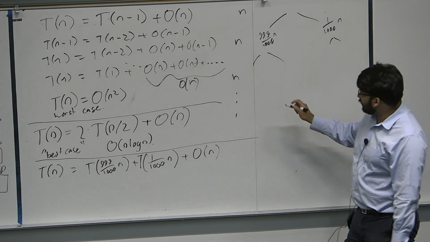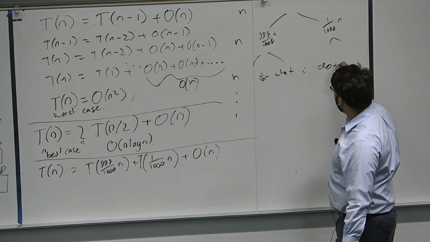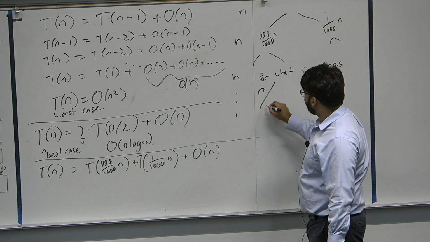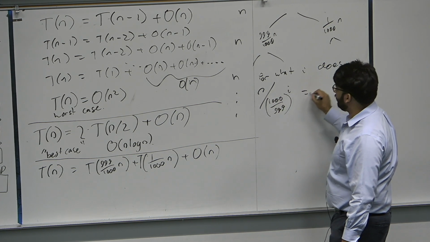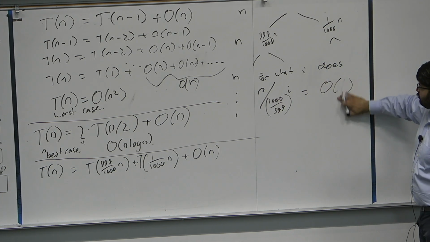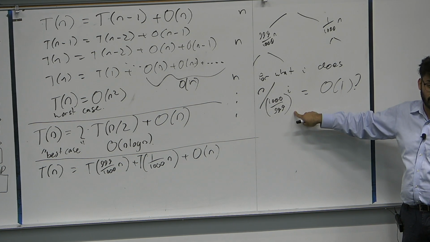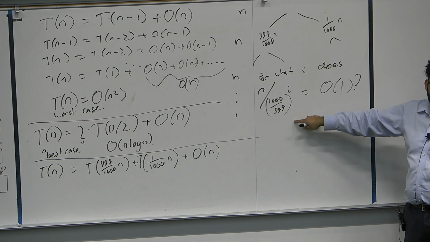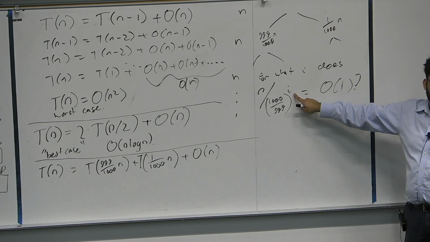According to the master theorem, it would be like, for what i does n over (1000 over 999) to the i equal O of 1? For what i is the depth here? Repeatedly, you're going to compute the subproblem of the subproblem and so on, and the problem is going to shrink pretty slowly. This is like 1.001 something, really not fast at all, but it's going to shrink nonetheless, right? So if you were to do this, for what i is this going to work?